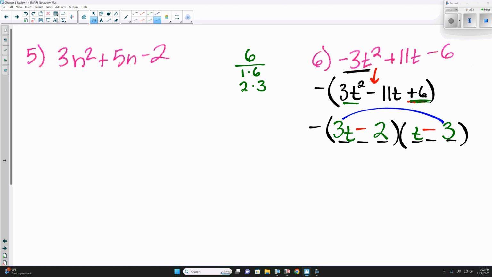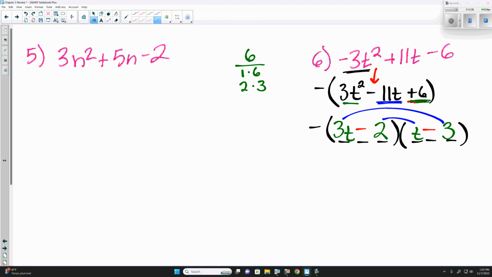Now the last thing we need to do is to check, and we're trying to see if we get negative 11t. I don't check 3t and t, because we got 3t and t from 3t squared. They're going to multiply back together to be that. So there's not a whole lot of reason to check it. We can if we want, don't have to. Same is true with 6. Negative 2 times negative 3 is still positive 6. We got it from those factors. So we don't have to check those because it's not going to change.